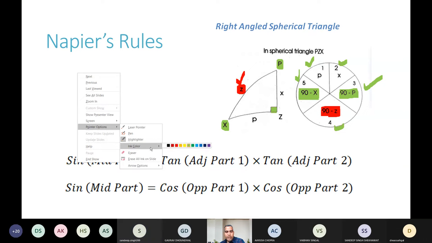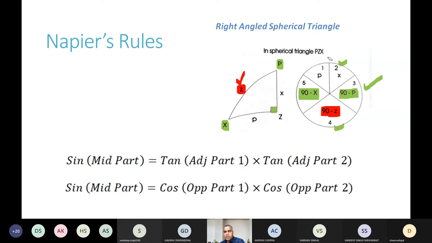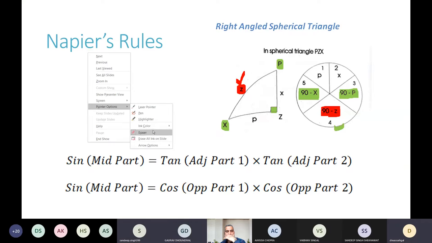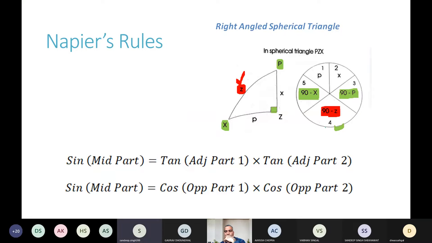So which part should I pick up as my middle part? Number four. Very good. Number 4 has to be my middle part, because agar main number 4 ko middle part leta hu, to 3 and 5 dono iske adjacent part ban jate hain. If I try to make number 3 my middle part, number 4 will be adjacent, number 5 will be opposite. So hamare formula mein aisa koi formula nahi hai jisme ek adjacent ho aur dusra opposite.